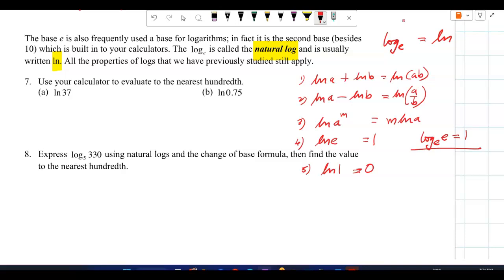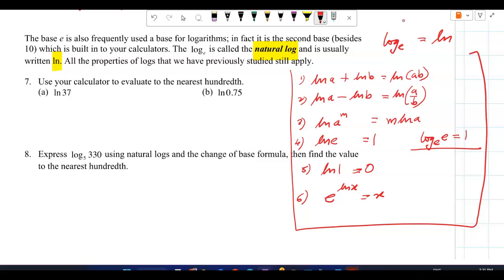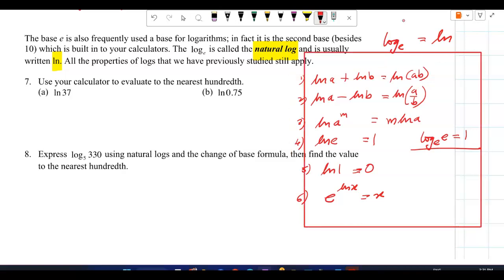Next, e raised to ln x is x, because your base is also e. So the same rules apply, but it's written in the form of ln, and your brain won't make that connection. So this is what you need to remember. Please remember this.